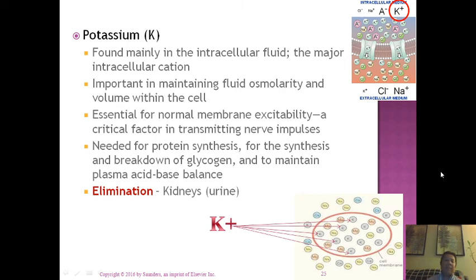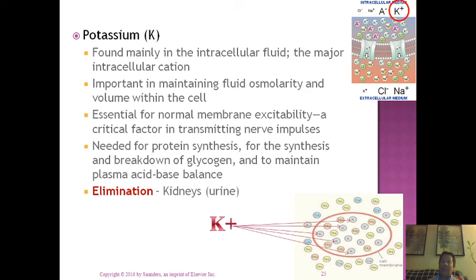Okay, potassium. Potassium is one of the most important electrolytes of the body, and potassium is found mainly inside the cells. They are the major cations in the intracellular compartment. This potassium is important in maintaining fluid osmolarity and volume within the cells, and of course, they are needed for protein synthesis. They help in normal membrane excitability.